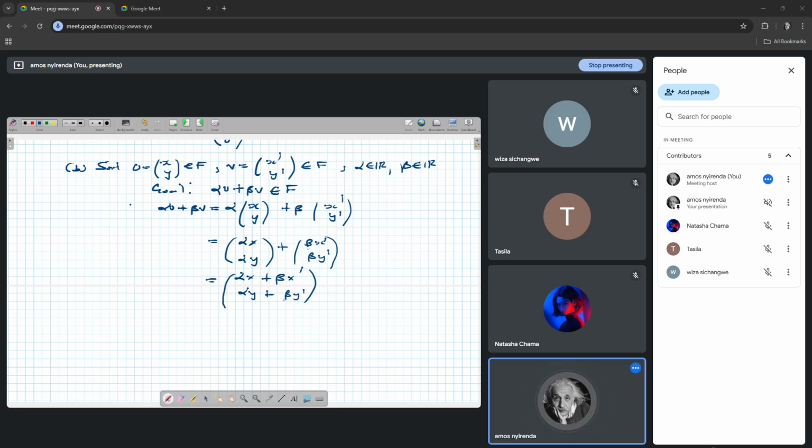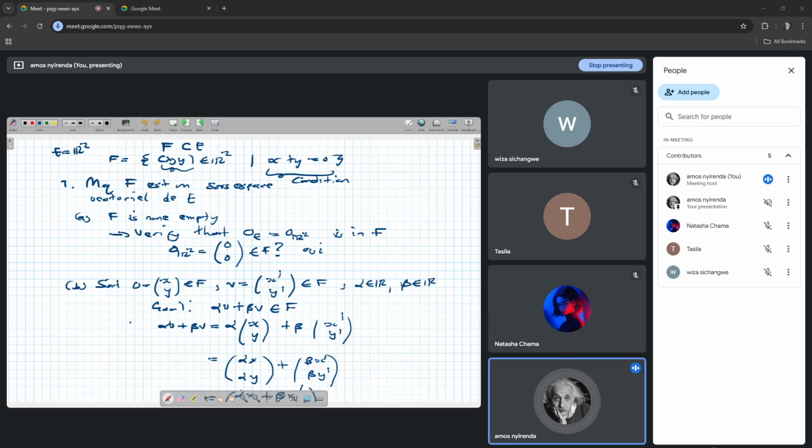So you've calculated this. But then let's go back to this. What does it mean for the vector u to be in F? For u to be in F, it means the sum of the components is equal to 0, because that is what the definition is saying here. Any element of F is satisfying this condition. So u is in F means that x plus y is equal to 0. And v is in F means that x prime plus y prime is equal to 0.